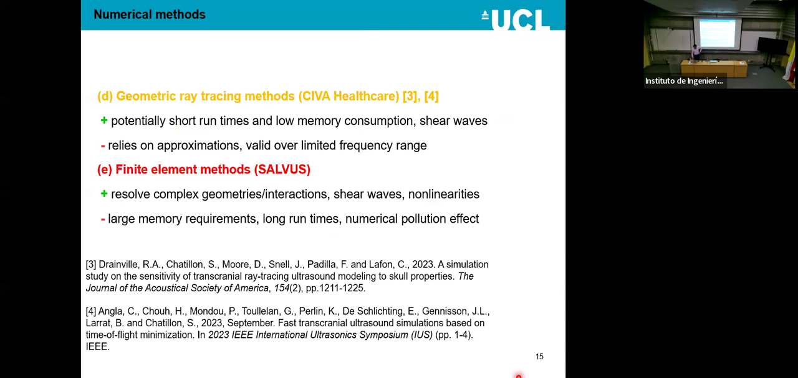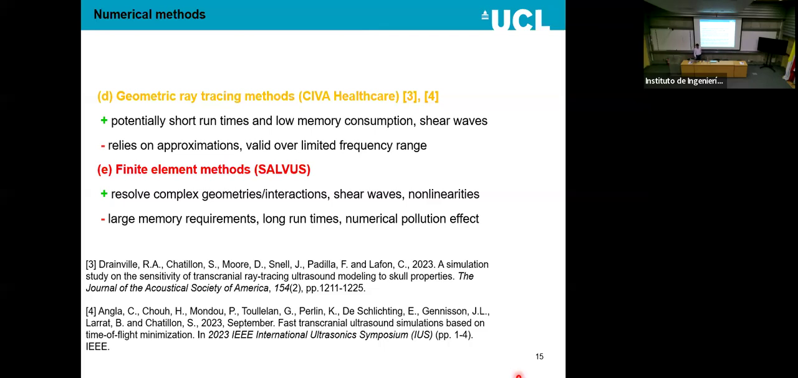So geometric ray tracing methods have been gaining traction. This is as implemented in SIVA healthcare. SIVA has basically been developed in France, initially for atomic energy, to look at the non-destructive evaluation of nuclear power plants. That's how they developed the software, and now they're applying these ray tracing methods to biomedical applications. They've had some pretty good results, but it still relies on approximations, and it's only valid over a limited frequency range.